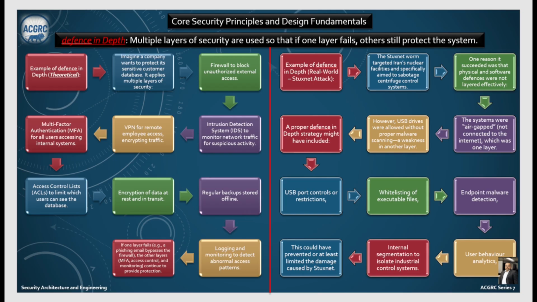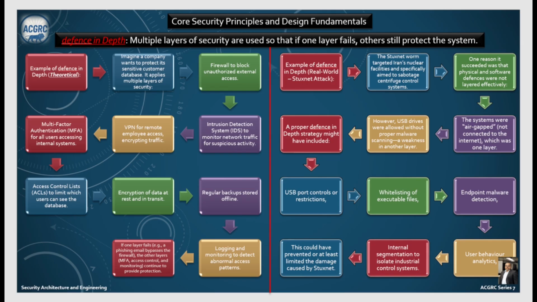A proper defense in depth strategy might have included USB port controls or restriction, or whitelisting of executable files, or endpoint malware detection. If it was there, it could have stopped it, or if they had enabled user behavior analytics in the first place, or if there was internal segmentation to isolate the industrial control system. All of these could have prevented or at least limited the damage caused by Stuxnet.